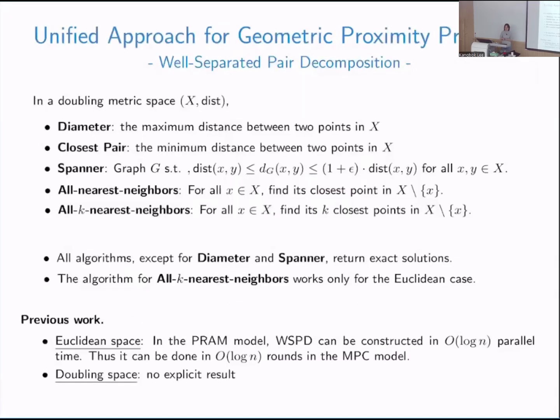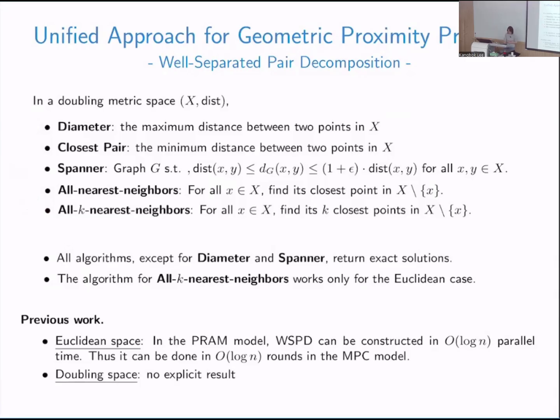And in this paper, we show that in a doubling metric space, those problems can be solved in a constant number of rounds in the MPC model. And previously, it is known that some problems here admit constant rounds MPC algorithms in the Euclidean space, but there is no unified algorithm for solving all those problems in a constant number of rounds.